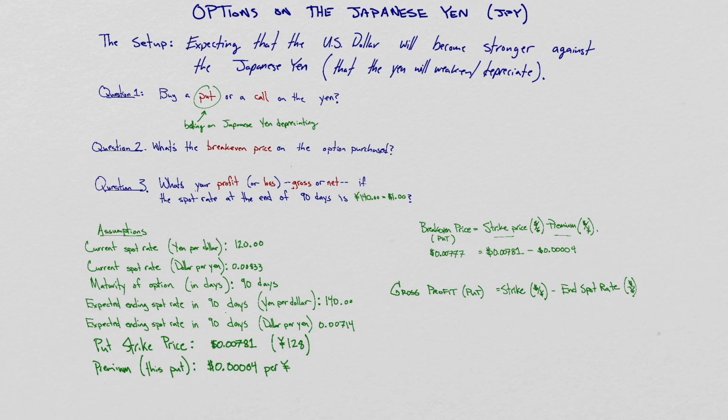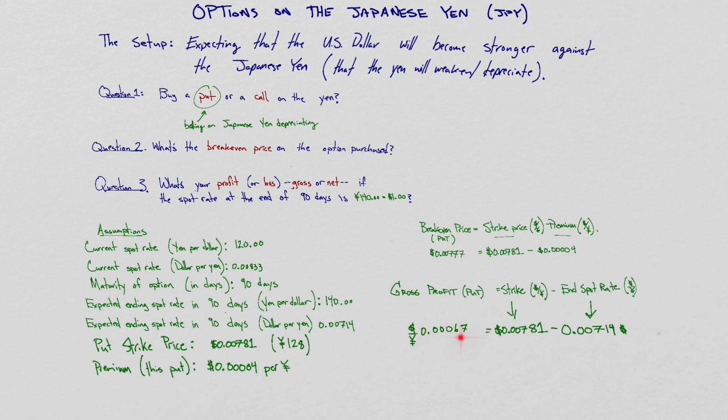And to figure that out, we can again take the strike price here, plug it in dollar terms, and our expected ending spot rate of 140. Our strike is going to be that 0.007, so that's in dollar terms. And then our ending spot rate of 140, we need to put that into dollar terms, which we did when we set out these assumptions here. We took 1 divided by 140 and then got this number, the 0.00714. With those two in, that leaves us a gross profit of 0.0067 dollars per yen. So that's how much money we made on this option in gross terms.